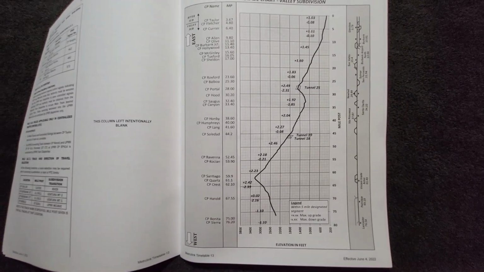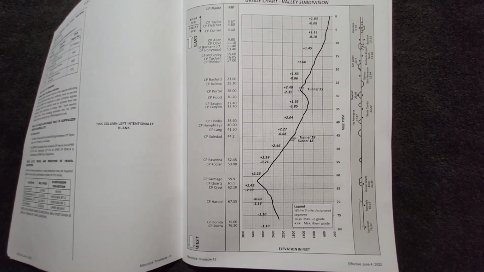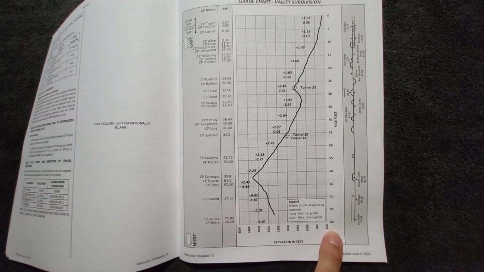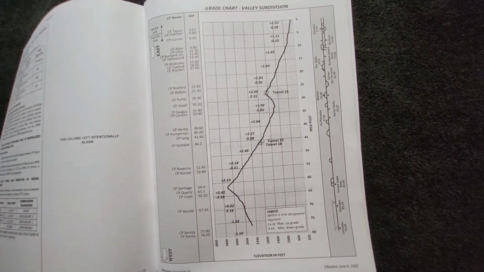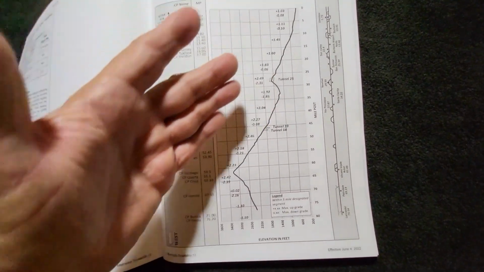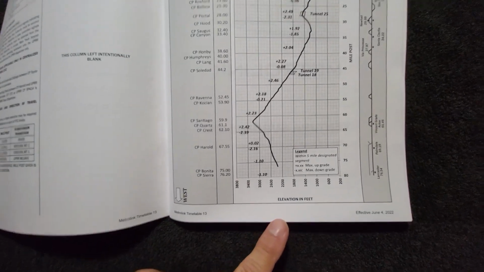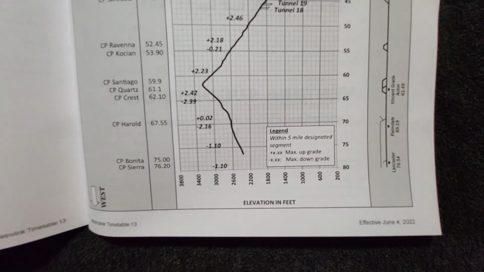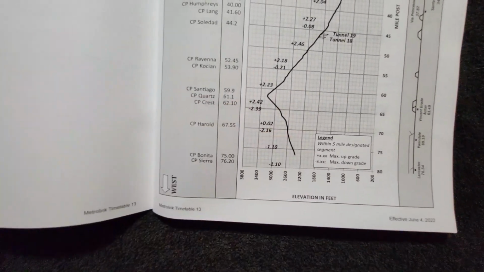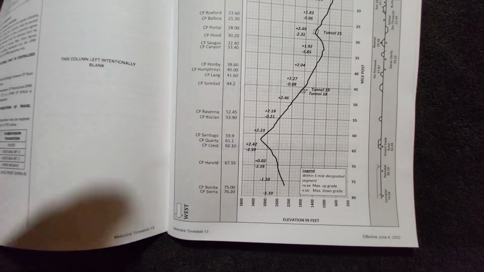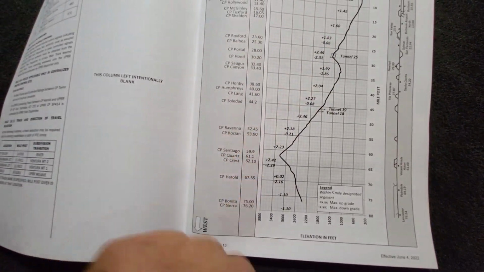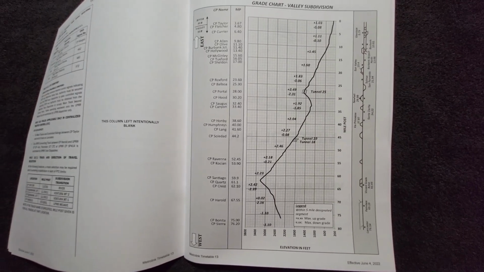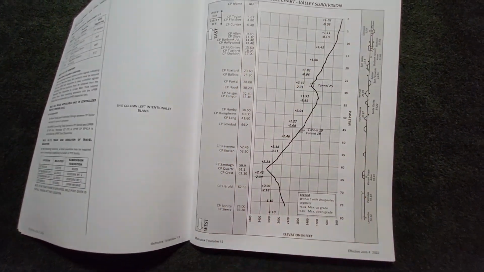But again, they're laid out pretty much like UP's track profiles, with station names, elevations along the bottom rather than the top, and the mileposts along the side here. They don't have specific ruling grades on here. You can just see that it says within 5 miles designated segment, and you would use the grade within that segment based on this for the operating rules that come along with that. And then over here you have the track layout again.